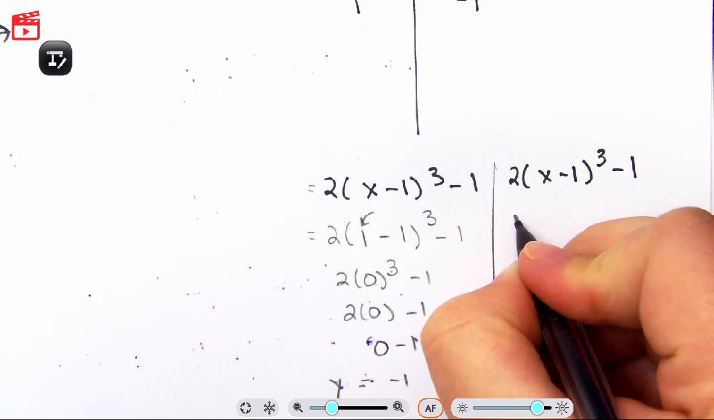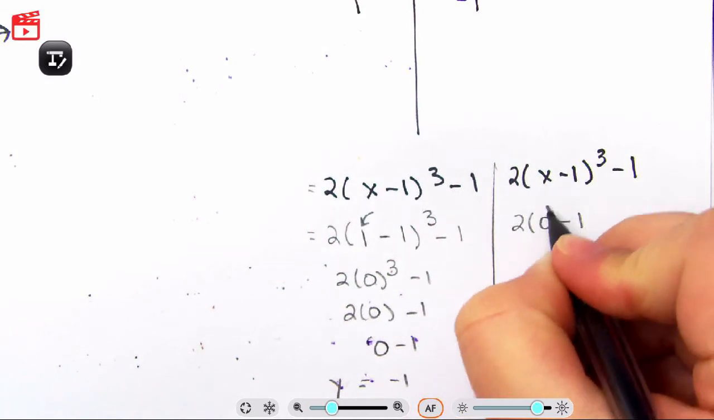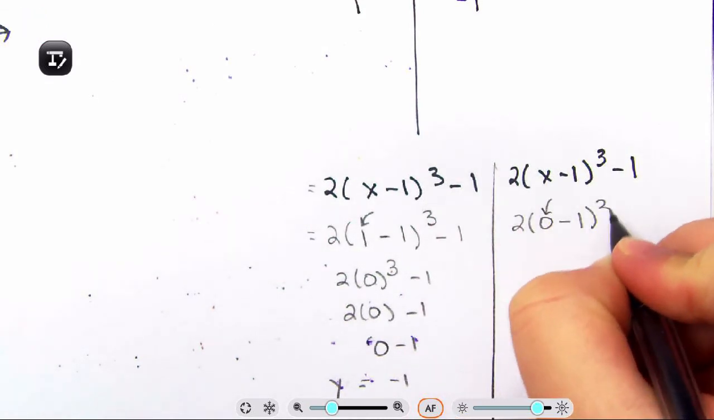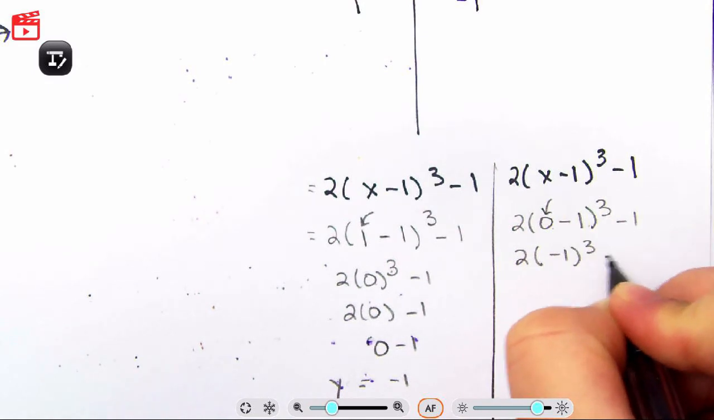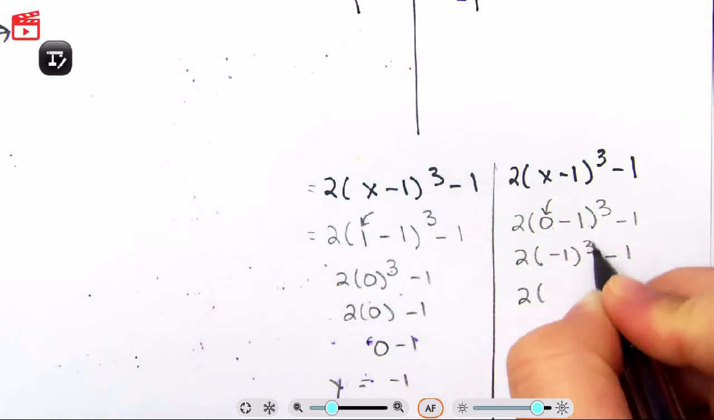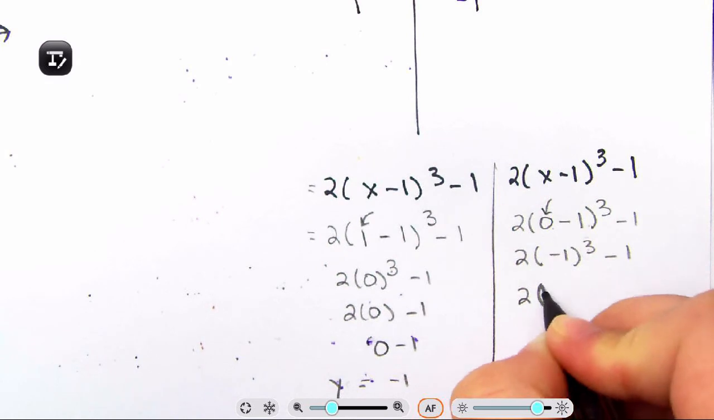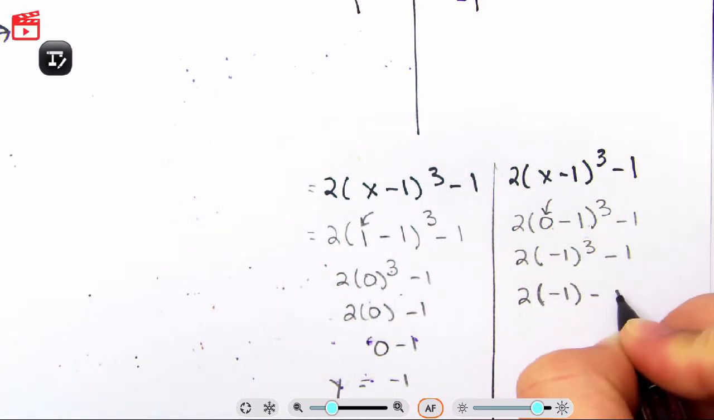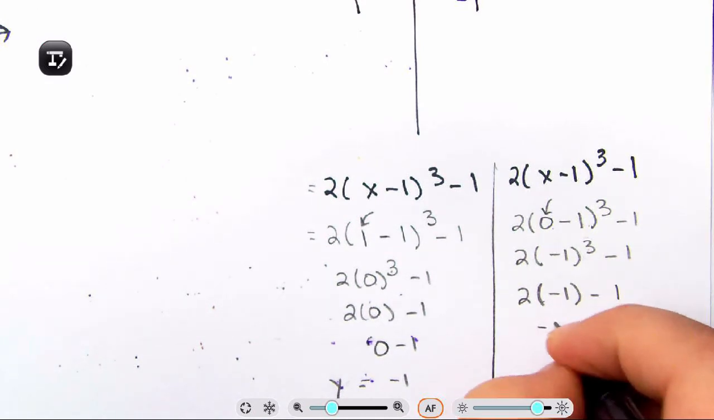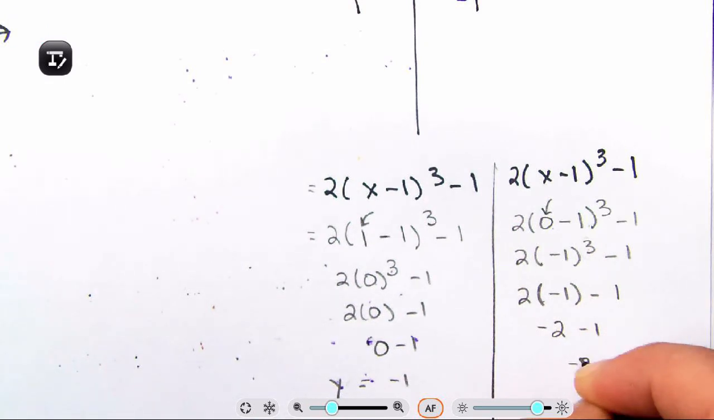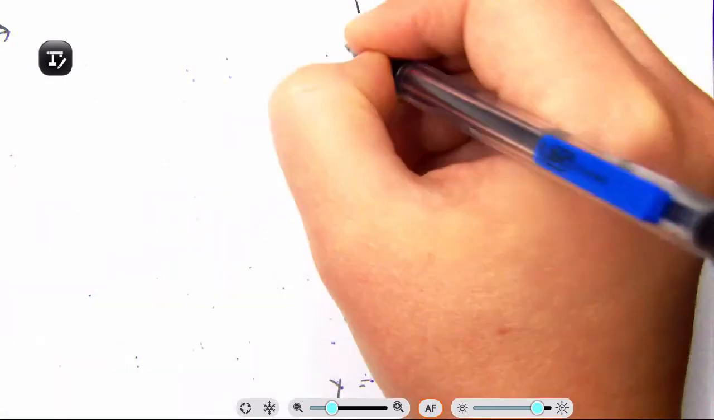Another one that I can do is 0. If I plug in 0 for my input, I know that 2 times (0 minus 1) is... 0 minus 1 is negative 1. Negative 1 cubed, remember if your exponent is odd and you're starting out with a base that's negative, it's going to be negative. So I have negative 1 times negative 1 times negative 1, which is equal to negative 1. Now I have negative 2 minus 1, that means I get negative 3. So when my input is 0, my output is negative 3.